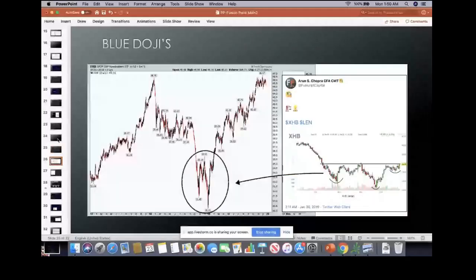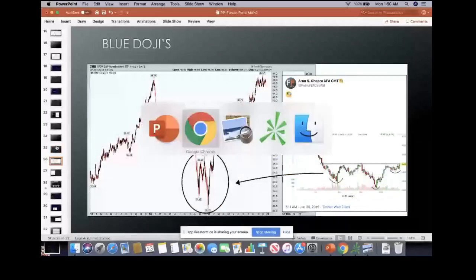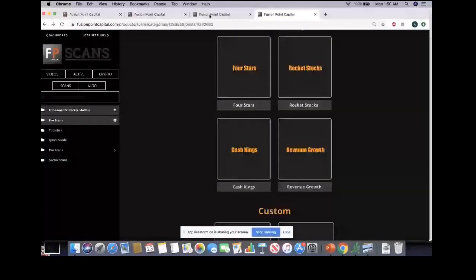Yeah, so the last example is the blue dojis. So let me just see if you can hear me. Yep, I can hear you. Okay, cool. Sorry, it's a little bit fuzzy.